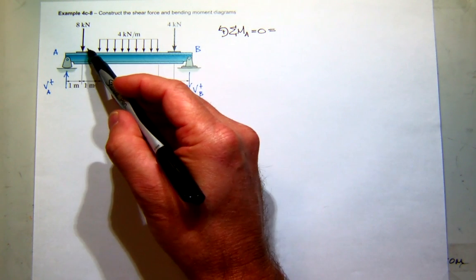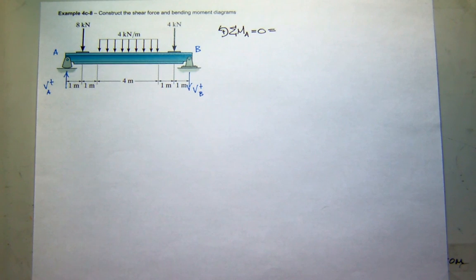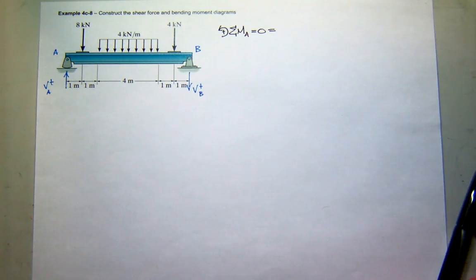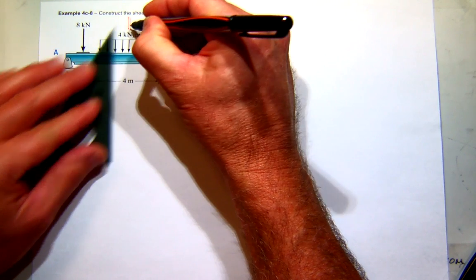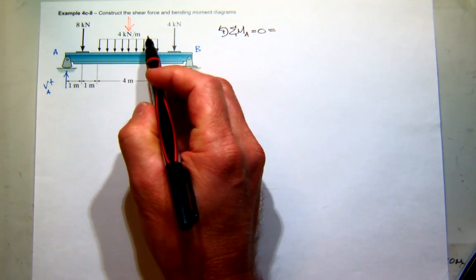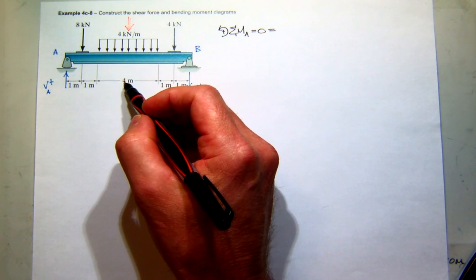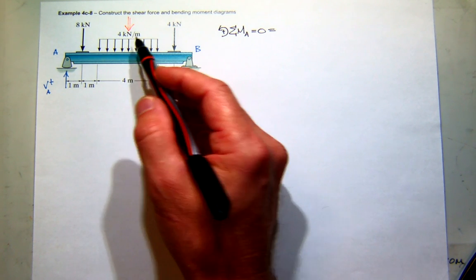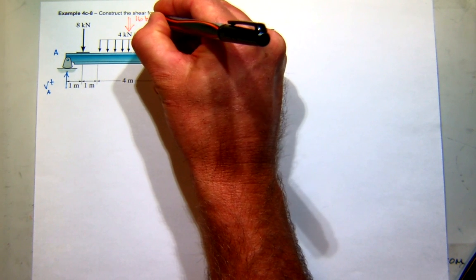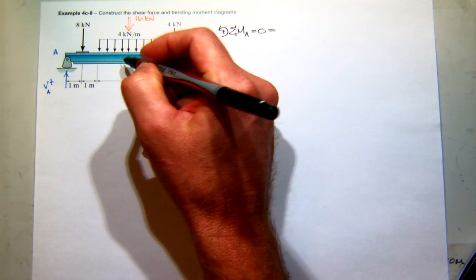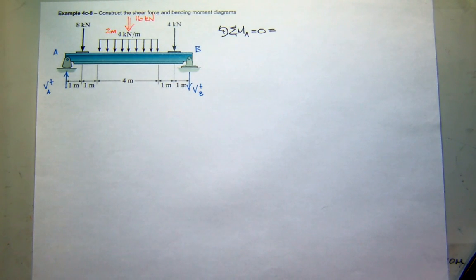About A, all the applied forces are going to create what kind of moment? Negative. And while I'm thinking about that, I'll go ahead and figure out my concentrated equivalent of this distributed load. It's a rectangle, so the base is 4 meters, the height is 4 kilonewtons per meter, so that's a 16 kilonewton force. And it's going to occur right in the middle, which would be 2 meters from that edge.